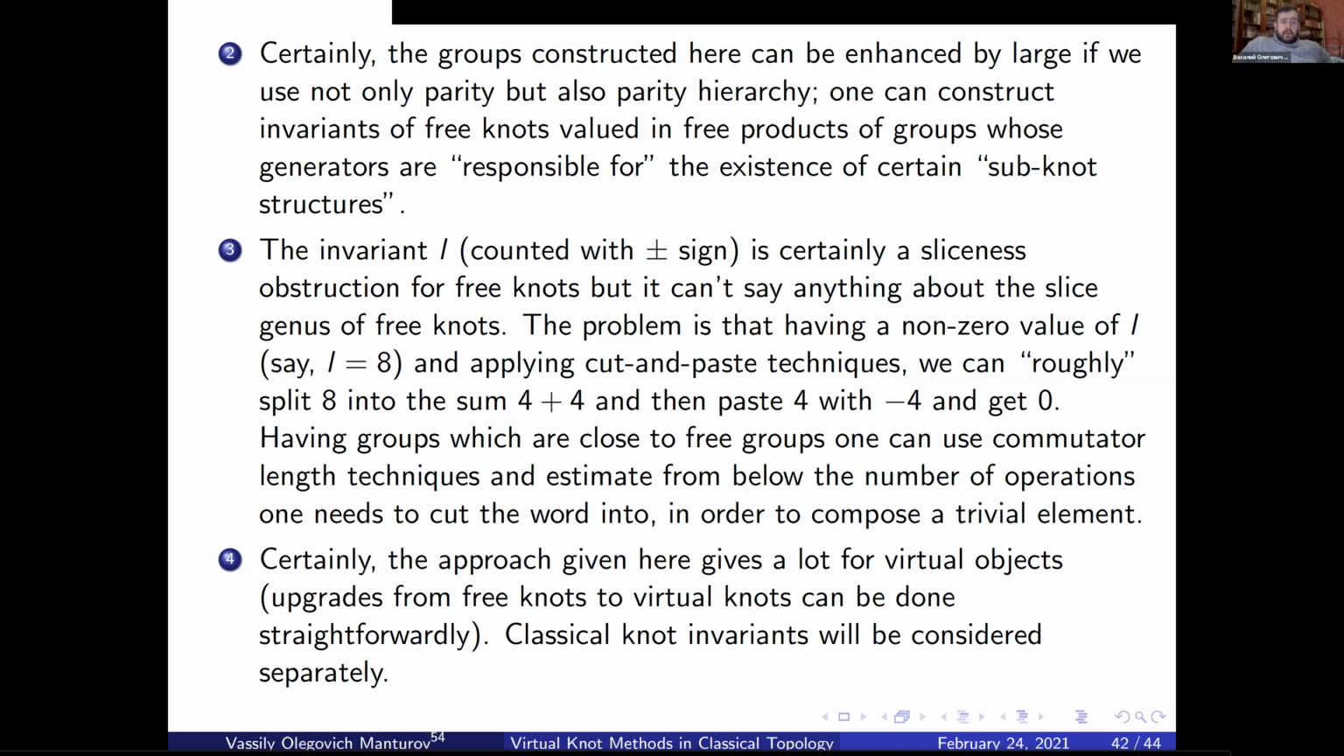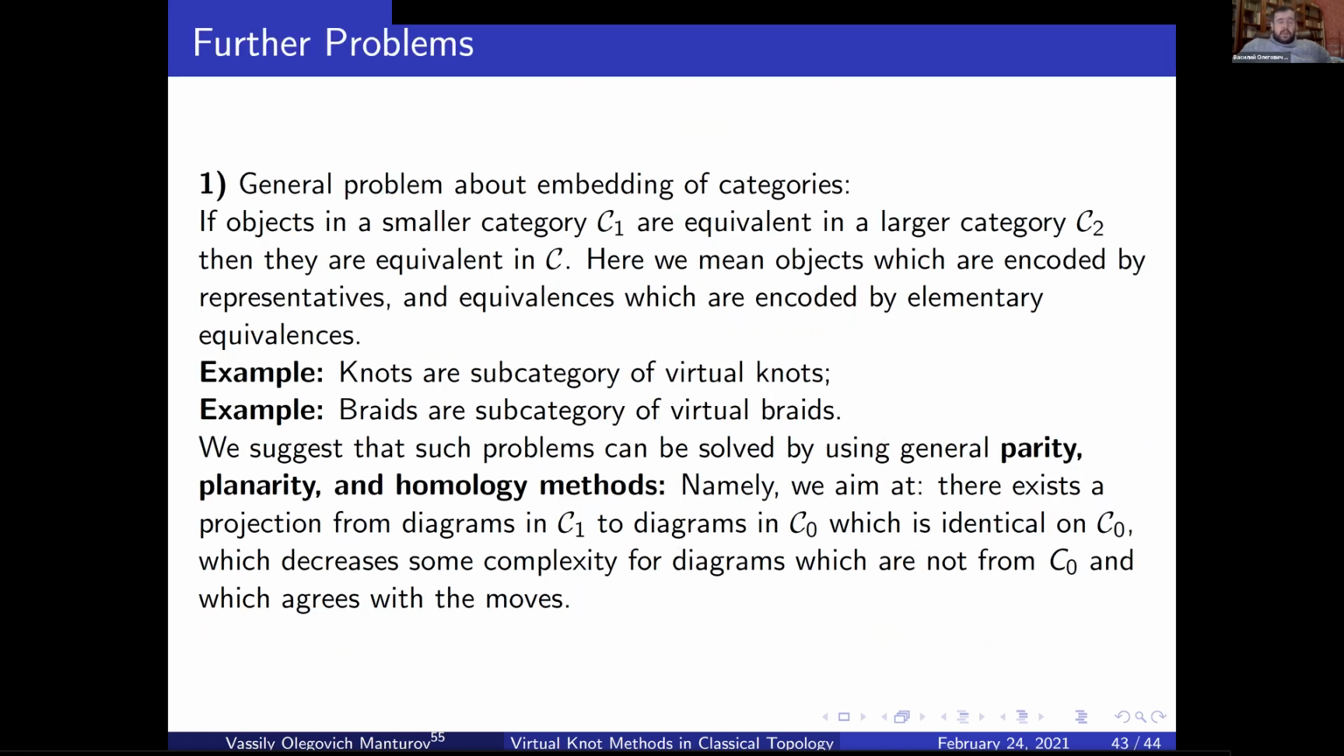And actually, one more problem which can be solved by using parity methods is that if we have even objects and they're equivalent, then they're equivalent in the even category. For example, if two classical knots are equivalent as virtual knots, then they're equivalent as classical knots. The same for braids. And more or less, this is because we can have something called parity projection.